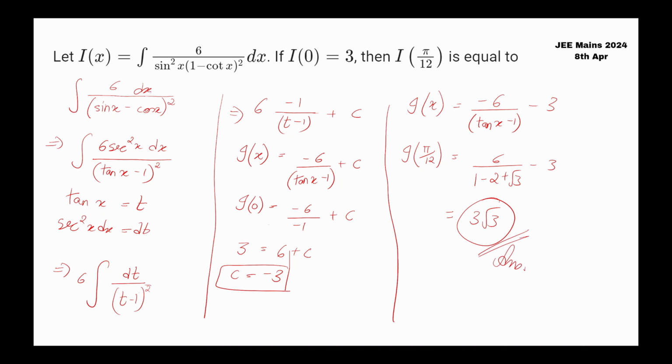So again, a very easy question based on the concepts that we had studied was to divide the numerator and denominator by cos square x and then put tan x is equals to t.